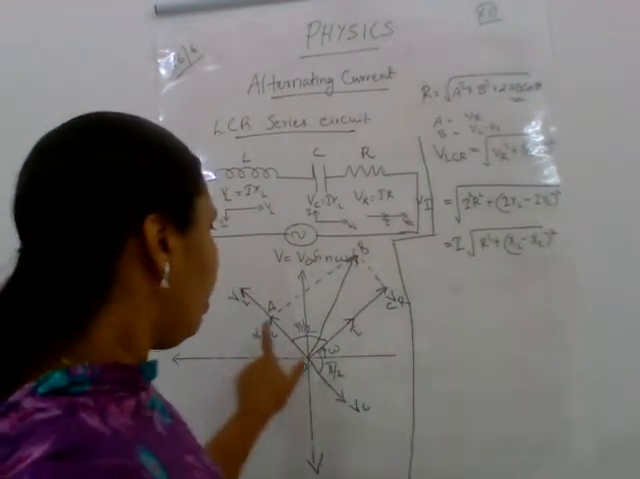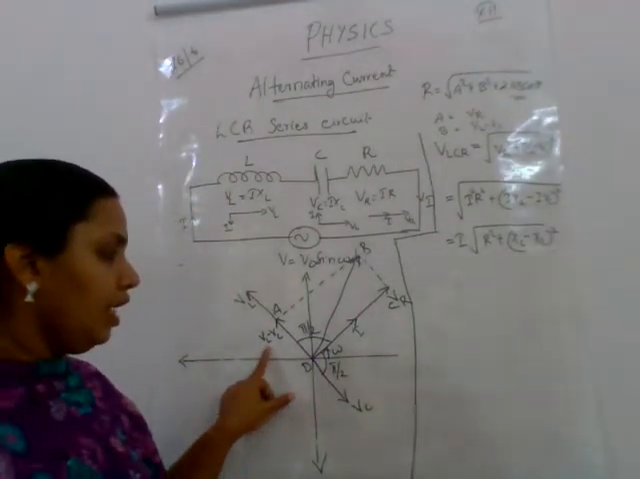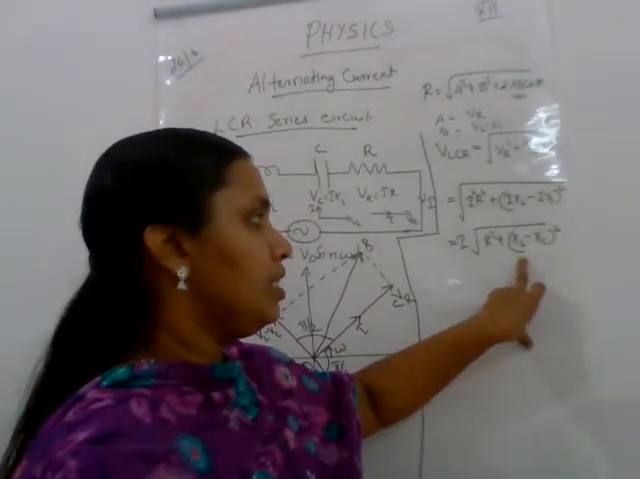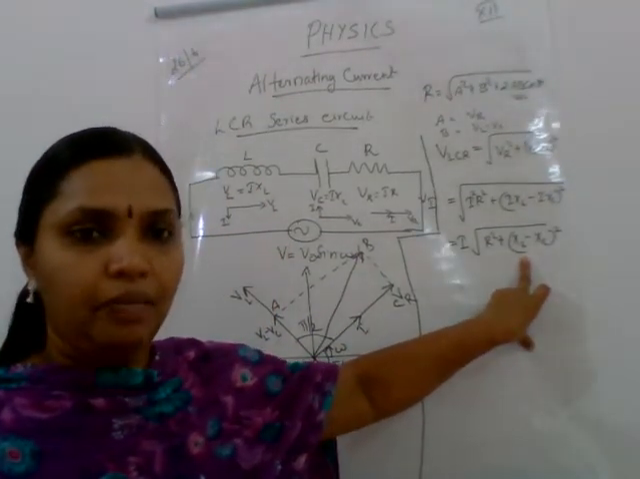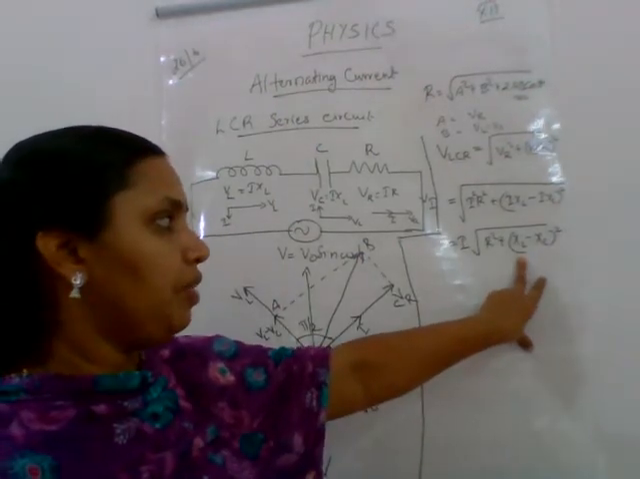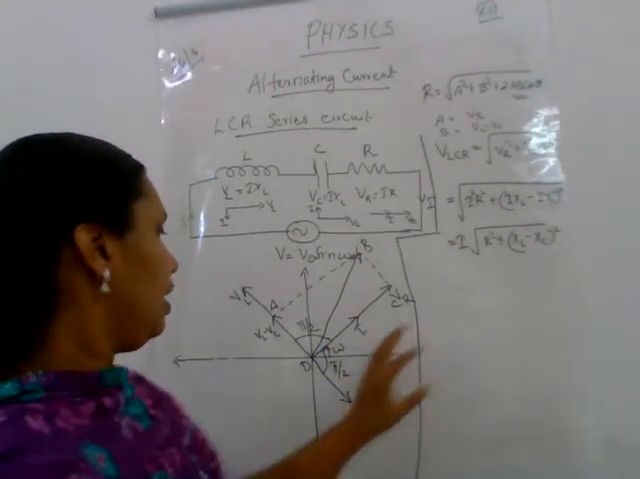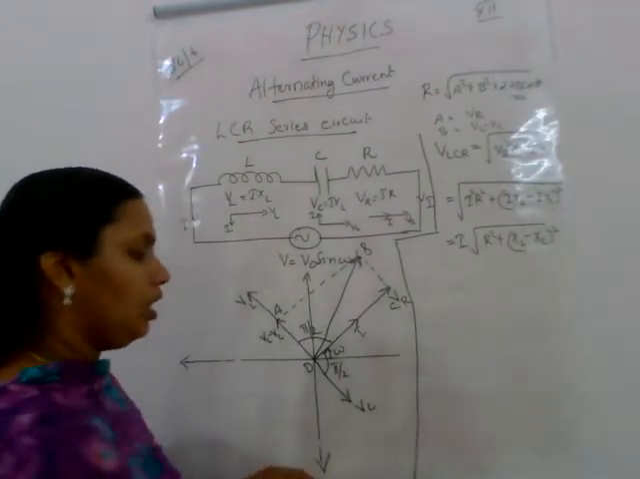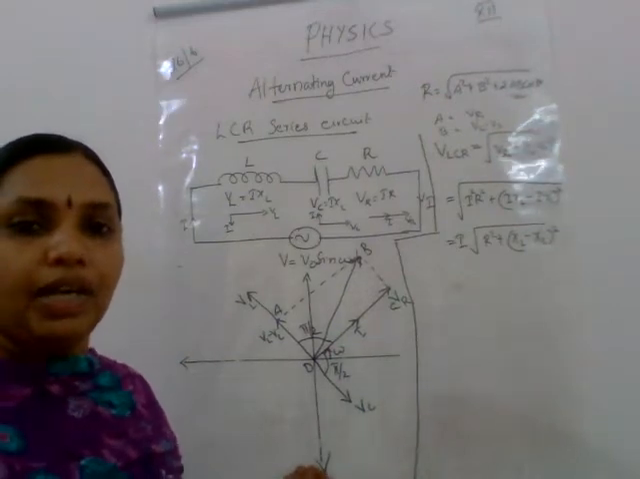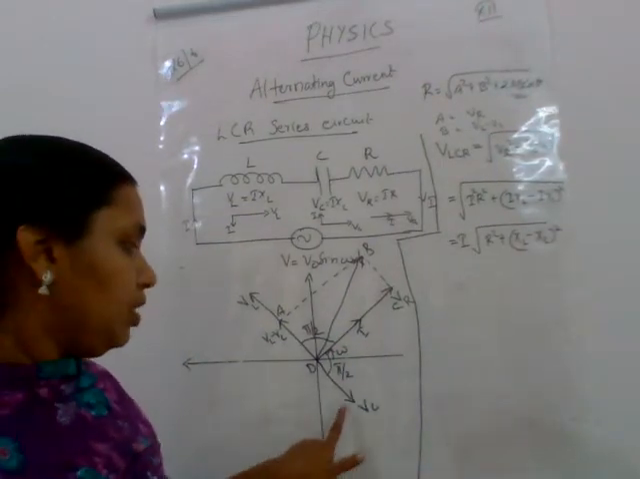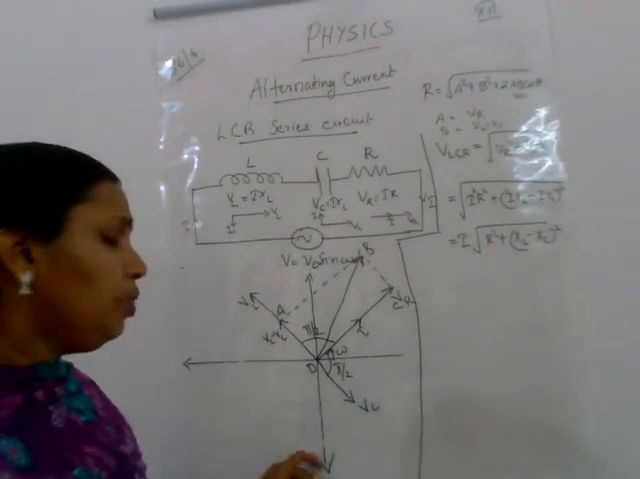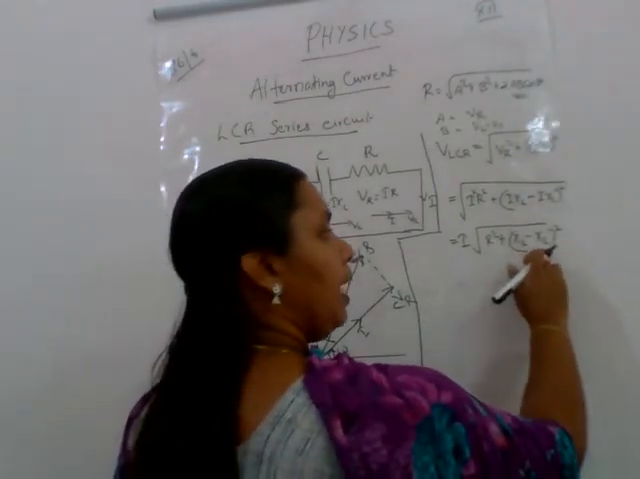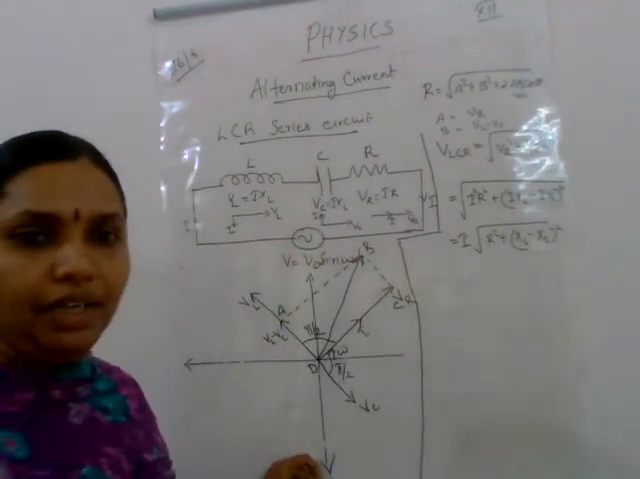Here, instead of VL greater than VC, if you take VC greater than VL, you will get XC minus XL. The condition we are following is that VL is greater than VC, that is, the potential difference across the inductor is greater than the potential difference across the capacitor. If you consider the other way around, that is, the potential difference across the capacitor is more than that across the inductor, in the final equation it will be XC minus XL. That is the difference.